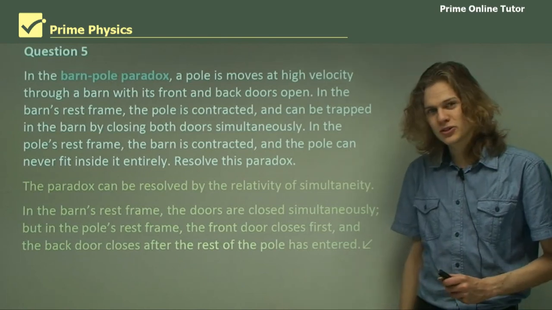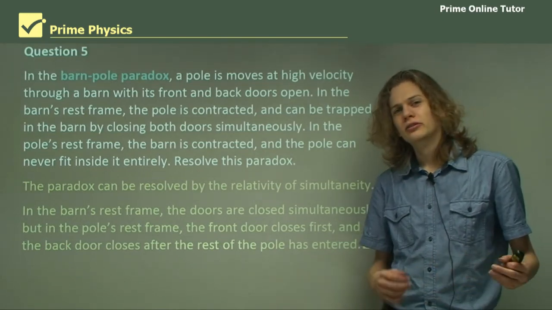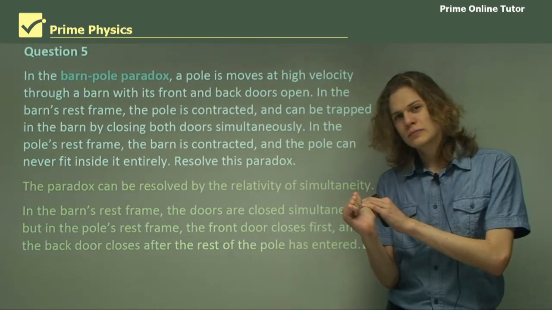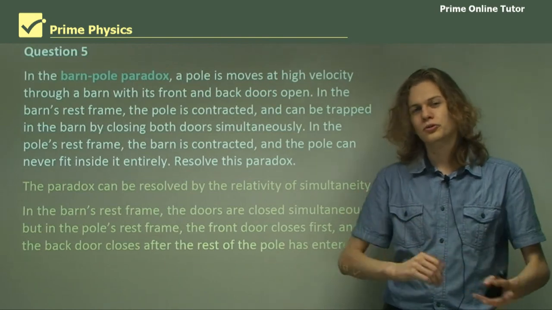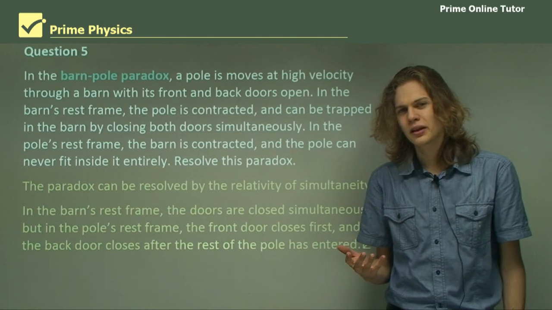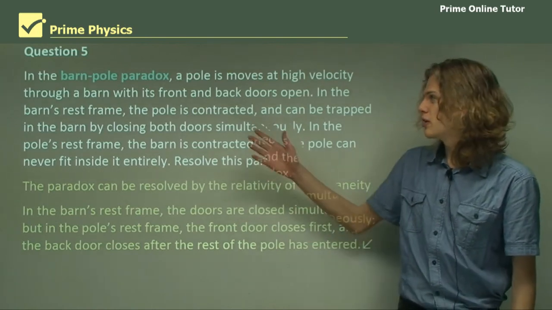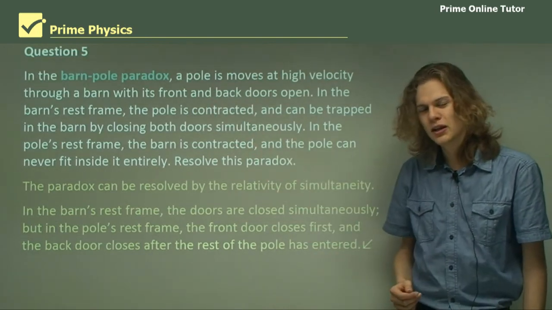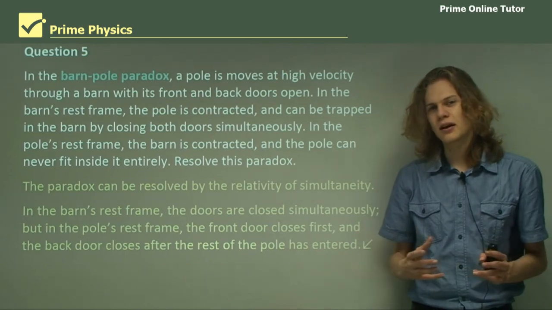So that's the end of the questions. We've covered the twin paradox. That is, a twin travels to a distant star and comes back. Is he older or younger than his twin? We've also covered the barn pole paradox, which has to do with length contraction at high velocity.